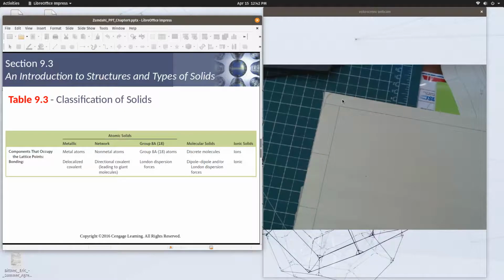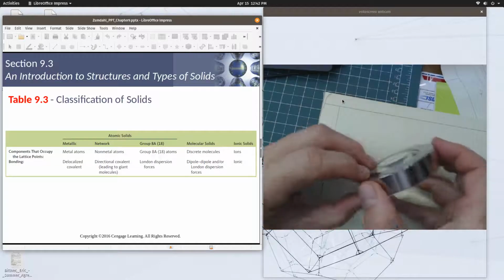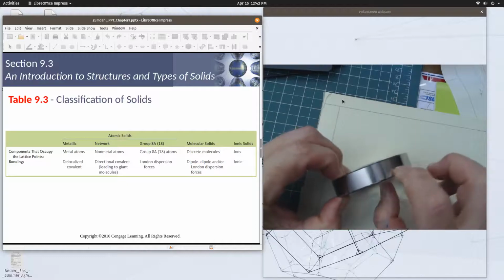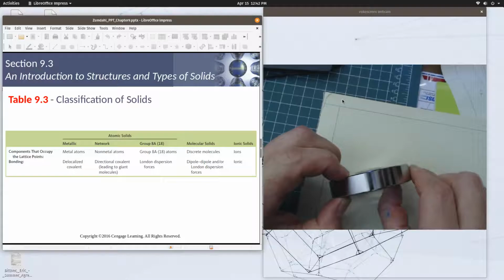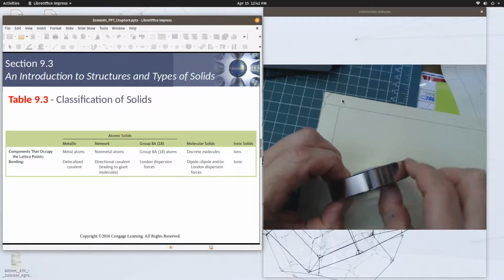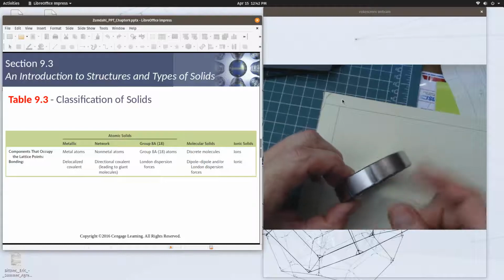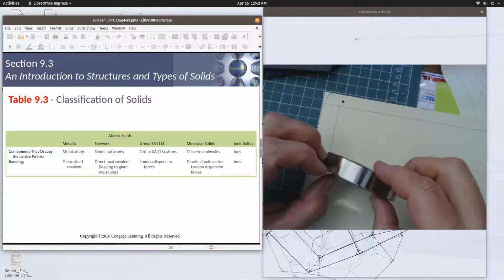But metals are metals because of their valence electrons. For example, here's a metal. Here's a nice big shiny chunk of stainless steel. The electrons in this metal are very delocalized. The valence electrons are very delocalized and are sort of shared amongst multiple atoms in this system.